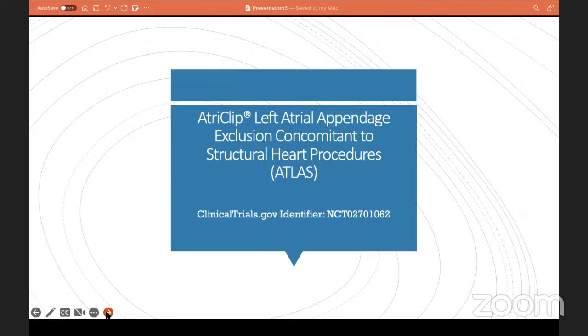And as we all know, atrial fibrillation is the most common arrhythmia that we face, so this is the most recent interesting article I could find.